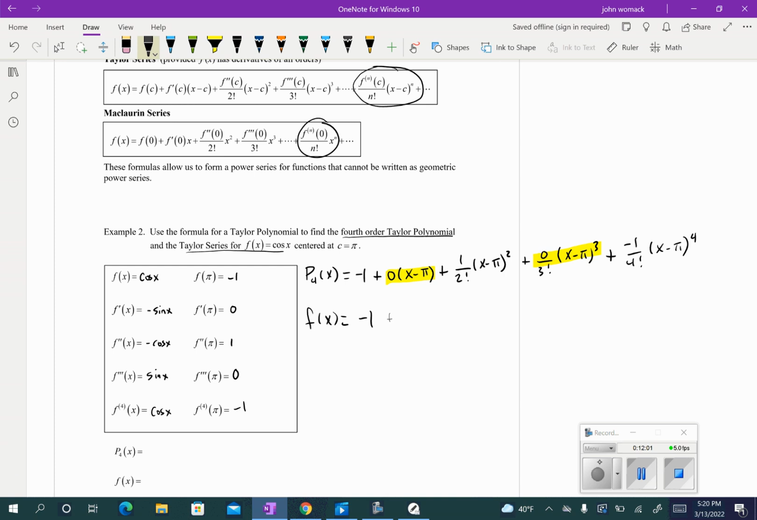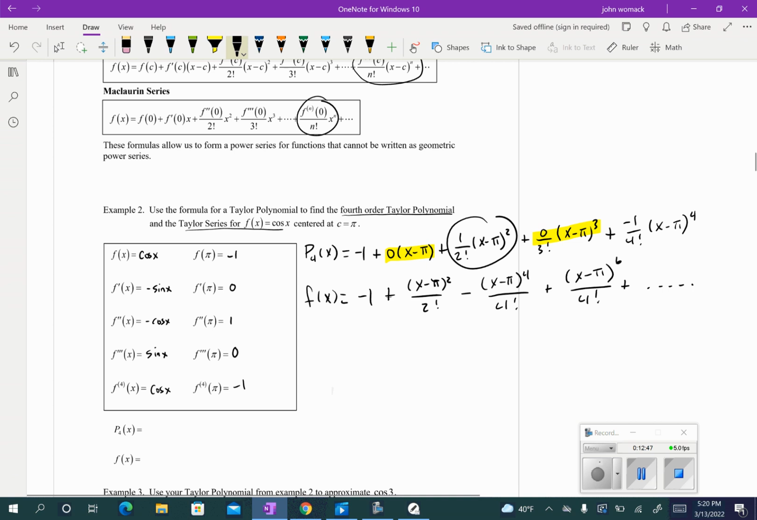So I have plus, and I'm just going to write it as x minus pi squared over 2 factorial. That's this part right here, right? This next one's going to be a minus, so minus x minus pi to the fourth over 4 factorial. And we could follow this pattern. The next one's going to be a plus, and it's going to be x minus pi, even though we don't have it written up there, we can follow the pattern, over 6 factorial. And that's just going to keep going in that direction.